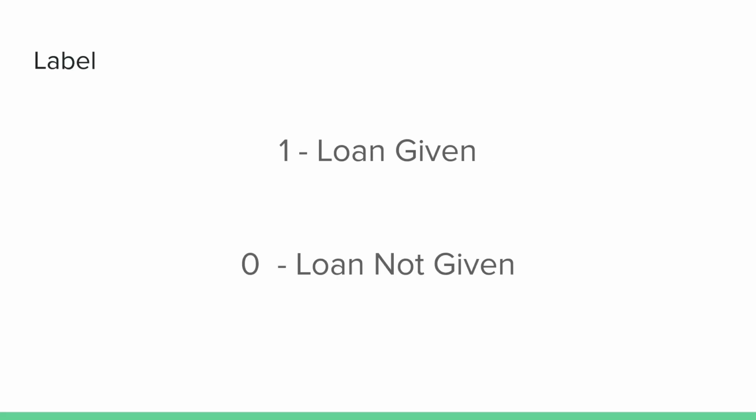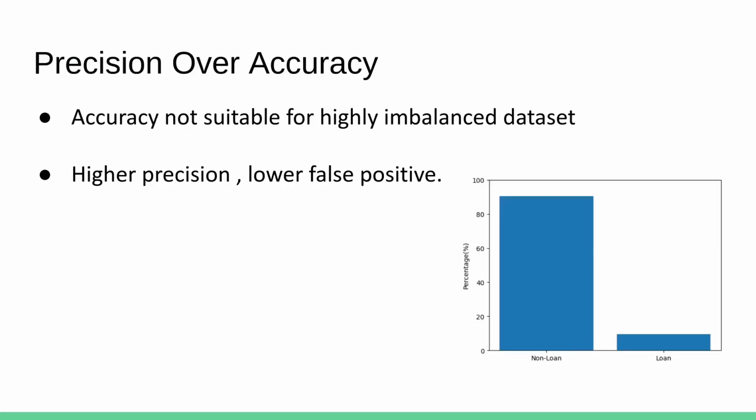Now, our dataset is a binary classification dataset, meaning there are two labels, one and zeros. So our label one basically denotes a loan is given, and our label zero denotes loan is not given. Our point of focus is label one, because we want to see if we want to give a loan or not. Now, we can see that we have chosen precision over accuracy.